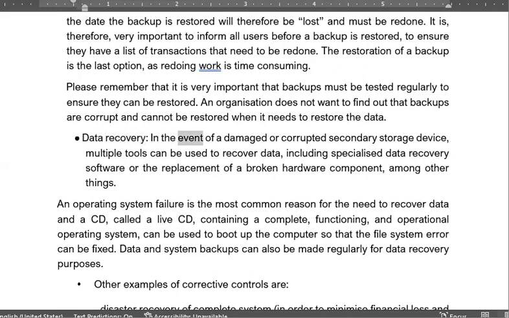Data recovery. In the event of a damaged or corrupted secondary storage device, multiple tools can be used to recover data, including specialized data recovery software or the replacement of a broken hardware component, among other things. An operating system failure is the most common reason for the need to recover data, and a CD, called a live CD, containing a complete, functioning, and operational operating system, can be used to boot up the computer so that the file system error can be fixed. Data and system backups can also be made regularly for data recovery purposes.